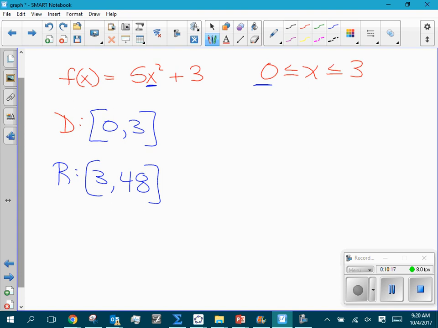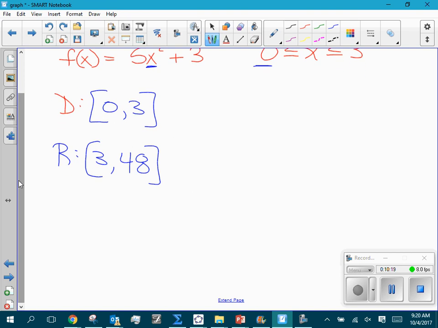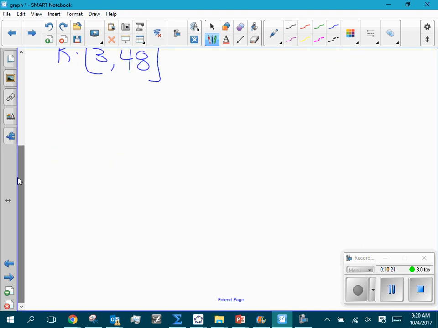Okay? But here's where I caution you and I say that's kind of a stupid thing to do. Because what if I start you off with f of x equals 5x squared plus 3, but now instead of going from 0 to 3, let's go negative 3 to positive 3. Let's say that's my new domain.